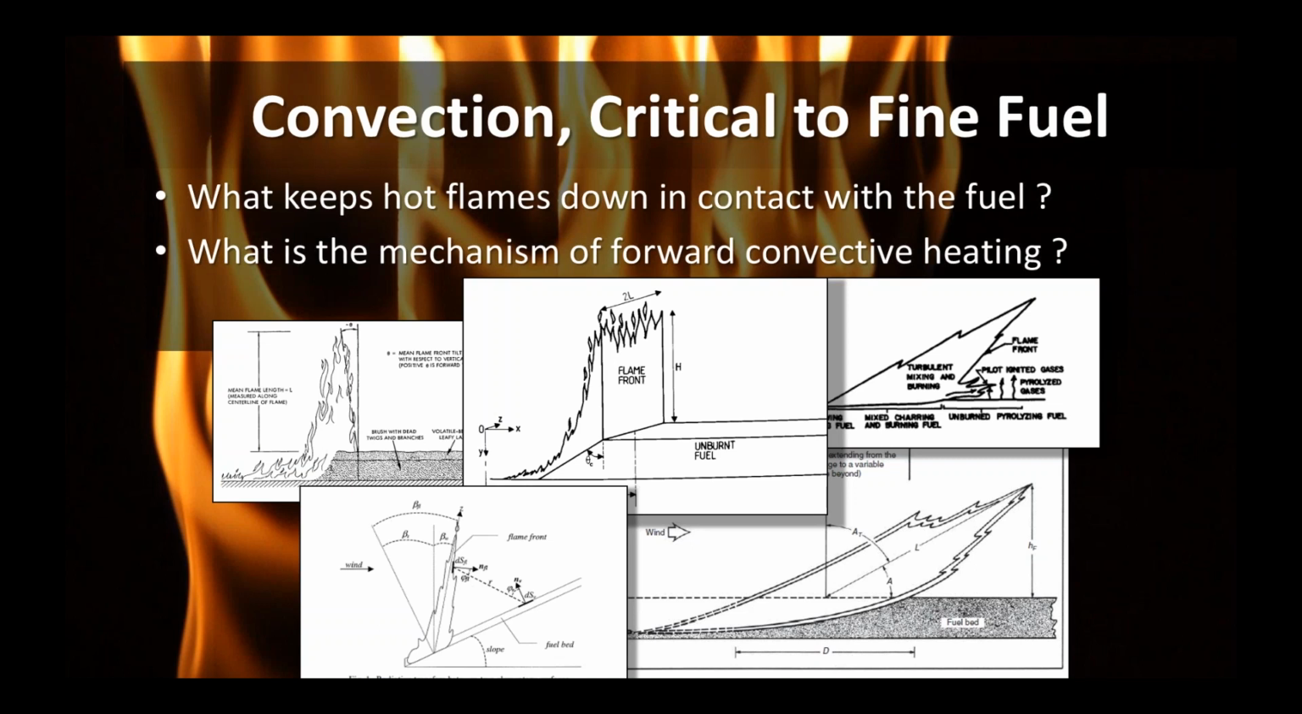So there are two questions that have never been asked, and certainly not answered before. How does that happen? What keeps hot flames down in contact with the fuel? If they're hot, they want to rise. And how would they stay down in the fuel? Because if they don't stay down in the fuel, then they can't contact the fuel. The second question is, what is the mechanism of forward convective heating? I have these little sketches down below that have been included in many different papers, and it's impossible to see from most of these how you would get the flames to stay down in the fuel and how they would produce forward convective heating. So I'm going to show you what experiments we did to understand that.